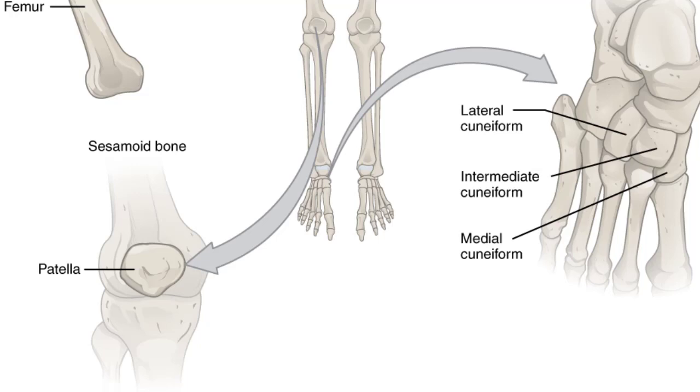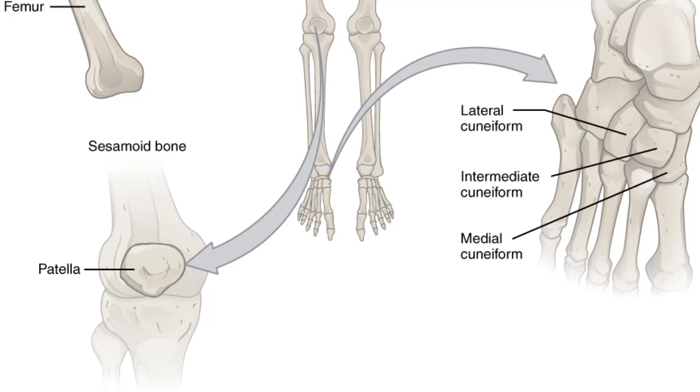Sesamoid bones vary in number and placement from person to person, but are typically found in tendons associated with the feet, hands, and knees. The patella, or kneecap, is the only sesamoid bone found in common in every person.